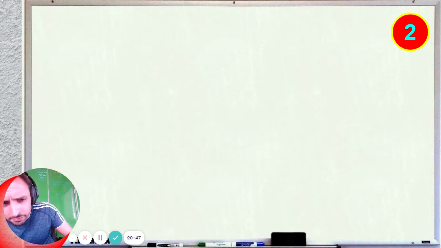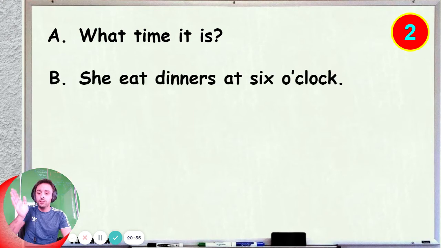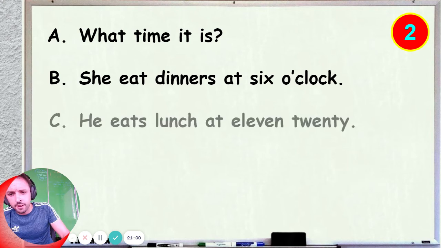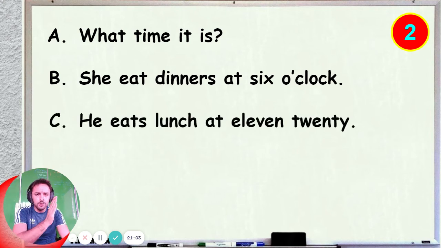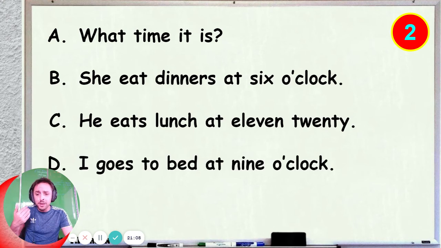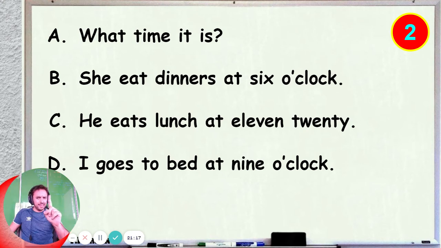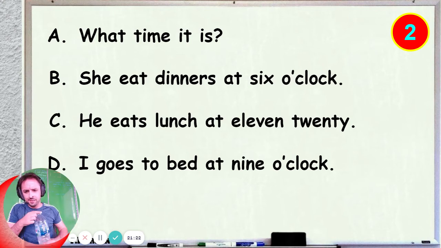Okay, number 2. What time it is? Is that okay? B, she eat dinners at 6 o'clock. Is it C, he eats lunch at 11:20? Or is it D, I goes to bed at 9 o'clock? Okay, there's 1 sentence that is good. Can you copy the good sentence, please?